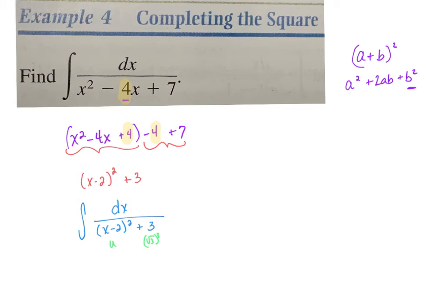And now I have an actual arctangent here, right? Arctangent is the function squared plus the number squared. So I'm just going to do it as an arctangent. My arctangent says that I would have 1 over my a. My a is square root of 3. And then the arctangent of my function, x minus 2, over my a, square root of 3, plus c.